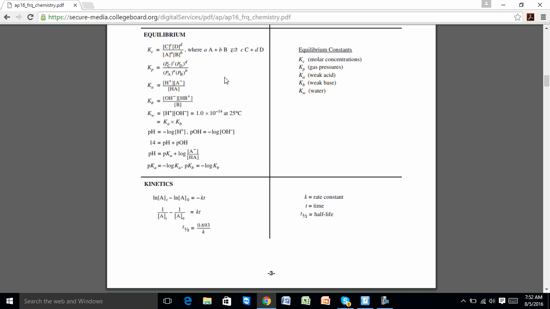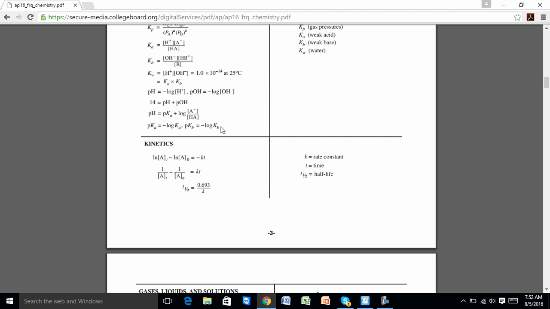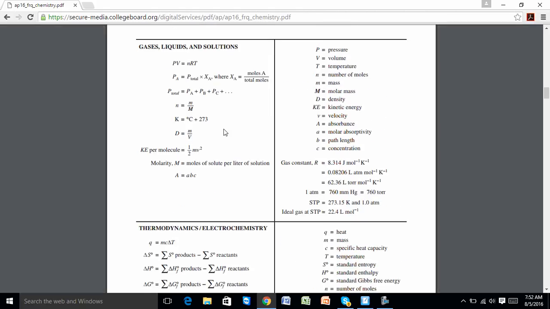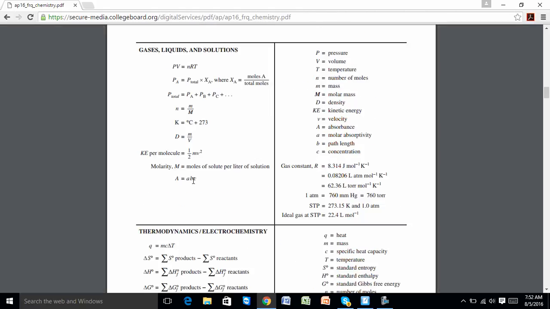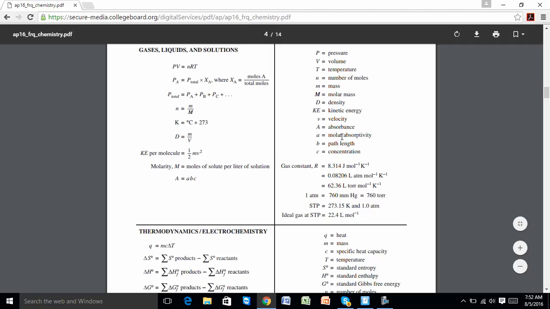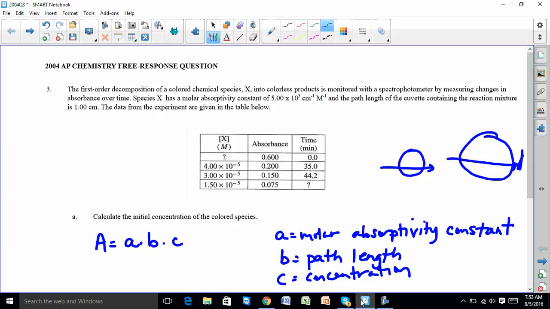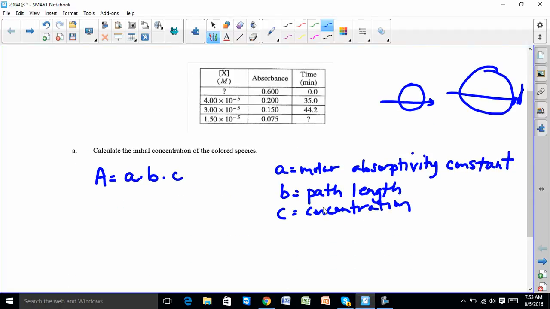I pulled up, especially for this one, over here, I think it's on page 2, this equation: capital A equals little a times B times C. And then over here they explain that A is absorbance and little a is molar absorptivity and B is path length and C is concentration. Whenever they ask you about light colored solution, and they will quite probably, there's 4 required labs that use the spec 20s. And so it's not so bad.